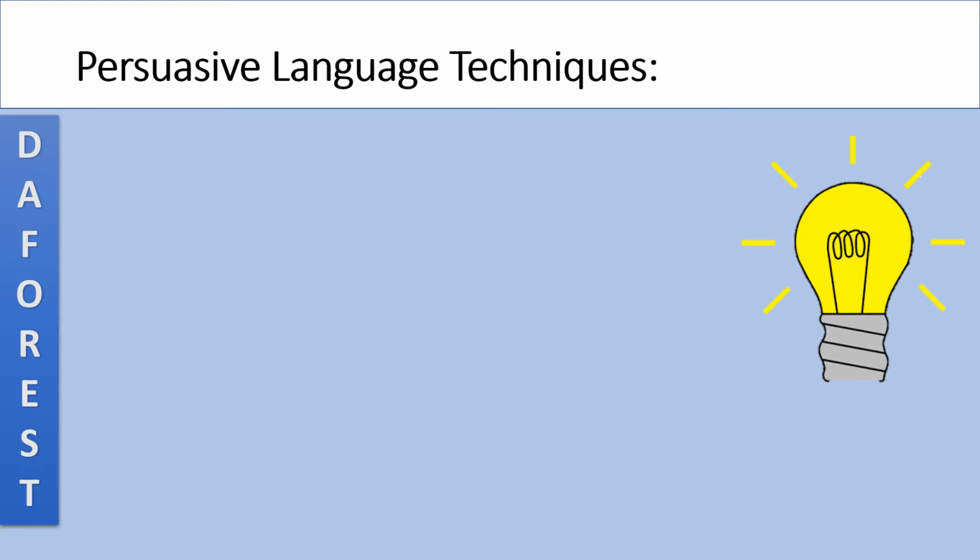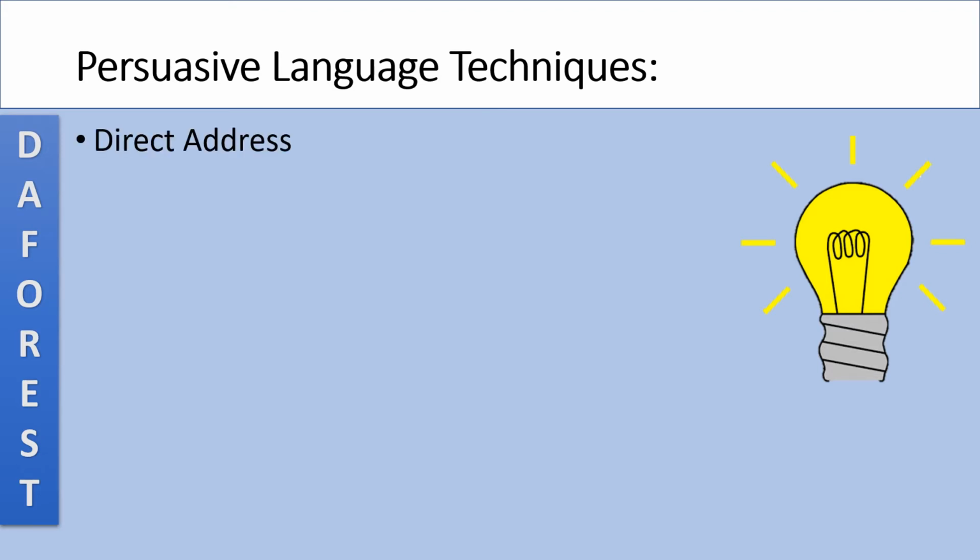Some of you may be already familiar with the mnemonic or acronym device we have down the left here, DAFOREST. It's just an easy way to try and remember some of those useful persuasive language techniques. So I'll go through them now, and then we'll go into some more detail in the next slides.